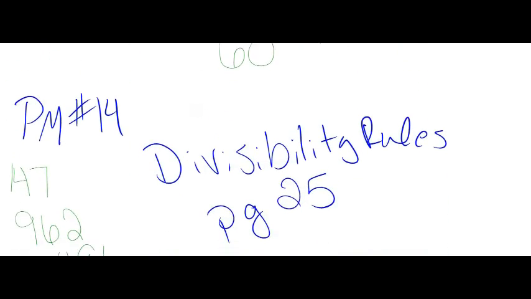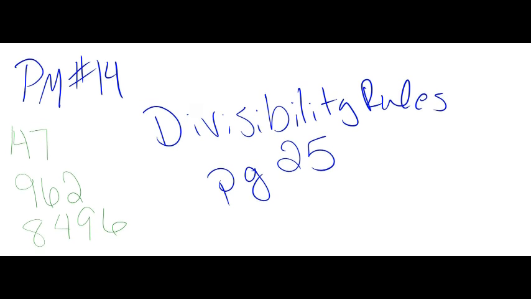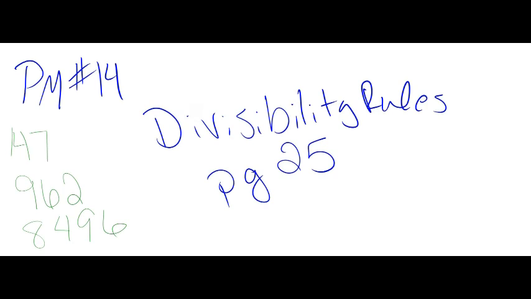In section 14, which is on page 25, there's a whole chart of divisibility rules. You can look at a number and tell if it's divisible by 2, 3, or 4, and see what's going on. For instance, we can check to see if a number is divisible by 2 by whether or not it's even. We know that 147 is not divisible by 2 because it's an odd number. 962 is divisible by 2.